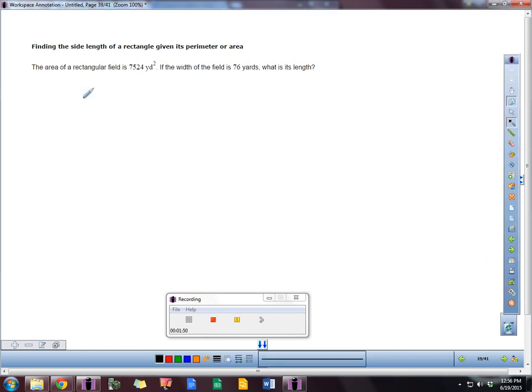Now in this next problem that we're going to look at, we're not given the perimeter, but we're given the area. So think about it. Pause this video. You know what the formula for the area of a rectangle is. If you don't, go to Google, look it up, and see what you can come up with.